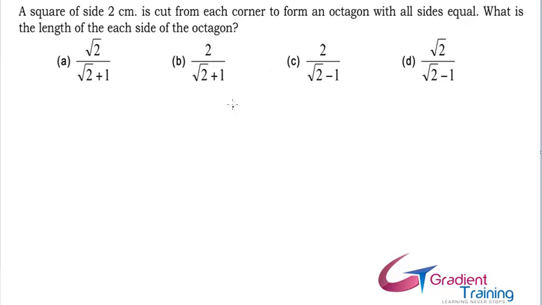Here in this question we have a square of side 2 centimeter which is cut from each corner to form an octagon with all sides equal, that is a regular octagon. What is the length of each side of this octagon? So take a couple of minutes and try to form an octagon by cutting the corners of a square.